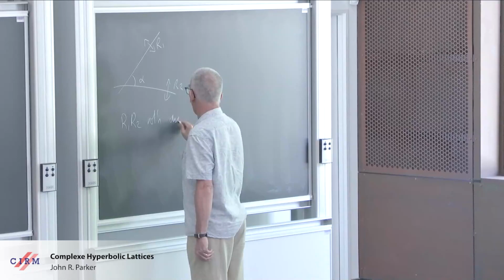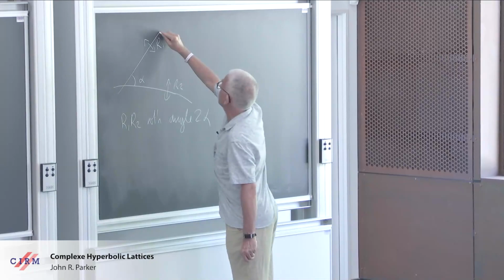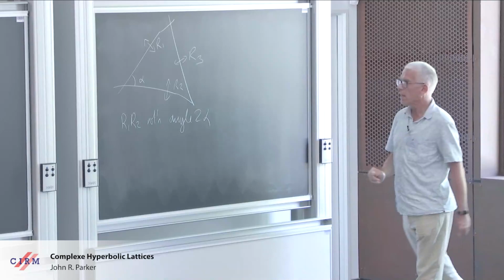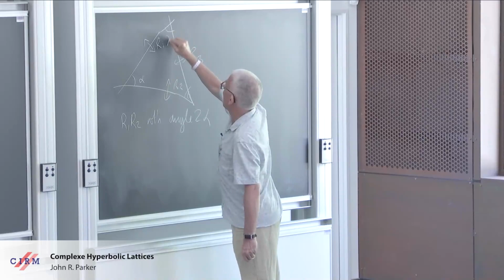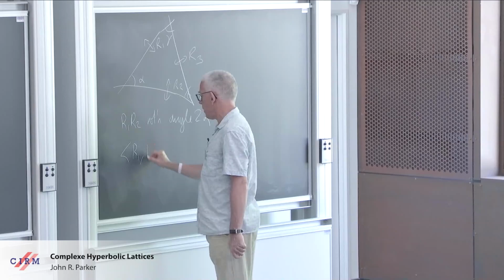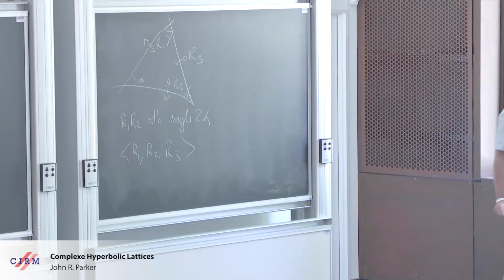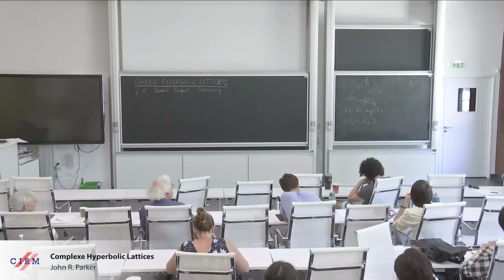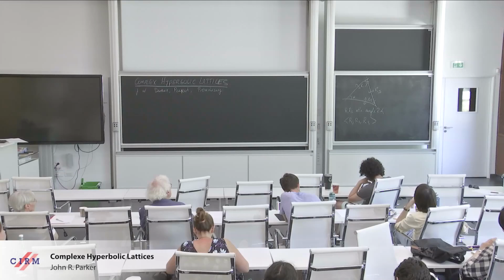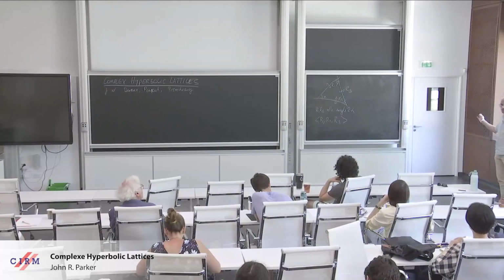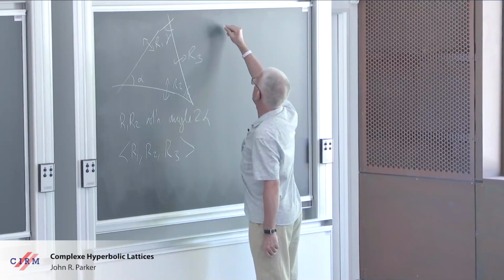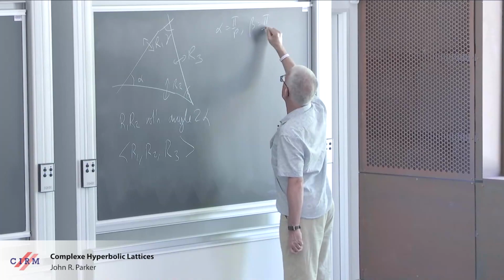And similarly, if I extend this out and I come down with a third reflection, R3, and I can probably put a beta and a gamma. Then we're going to think about triangle groups, which are the groups generated by R1, R2, and R3. And we know that when alpha, beta, and gamma are all pi divided by an integer, then that group is discrete, and we get a beautiful tessellation by images of this triangle. So if we have alpha equals pi over p, beta is pi over q, gamma is pi over r.